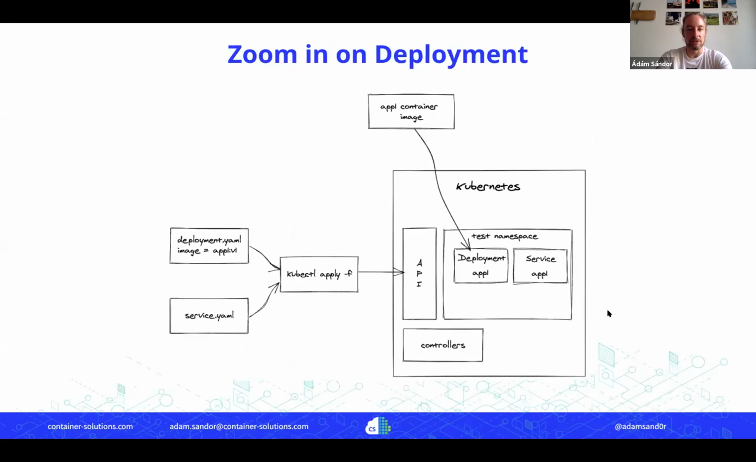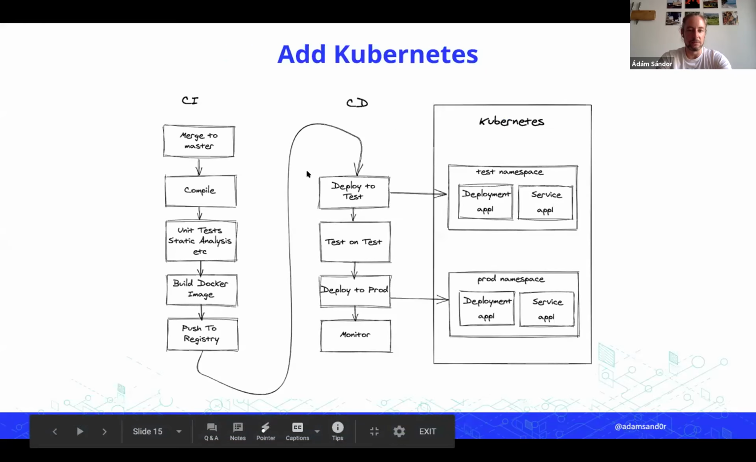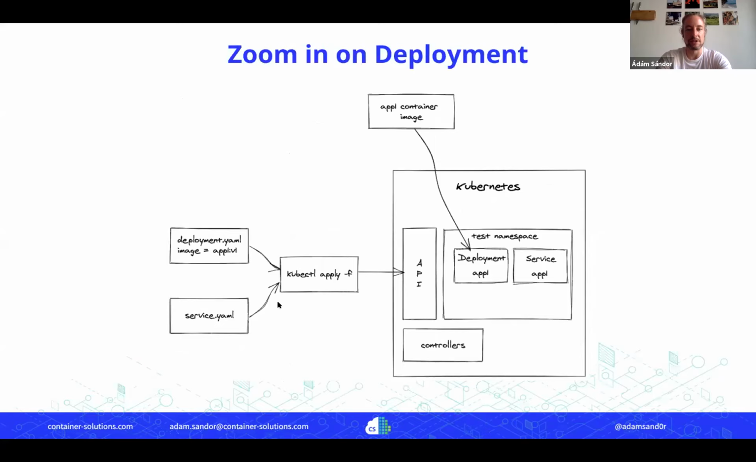Now, if we zoom in a bit on how this deployment really works, let's say this is all implemented in a tool like Jenkins or CircleCI or whatever, which can execute these steps one after the other. What does a deployment step look like exactly?